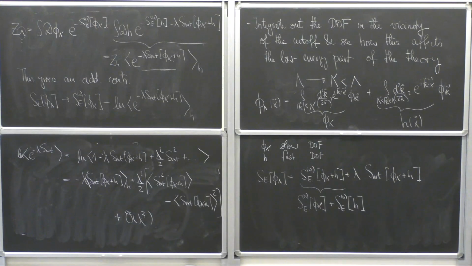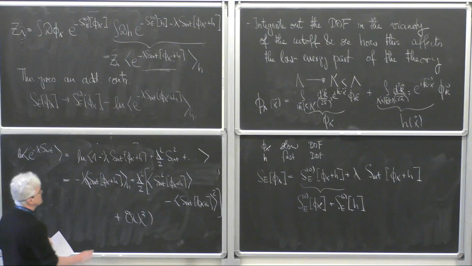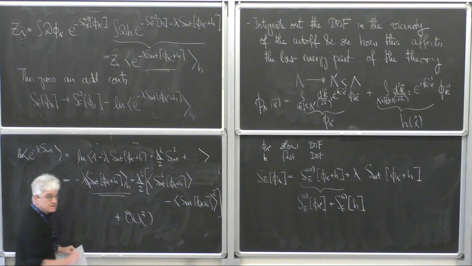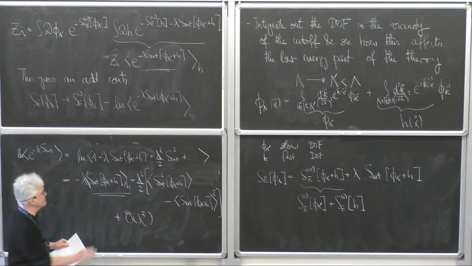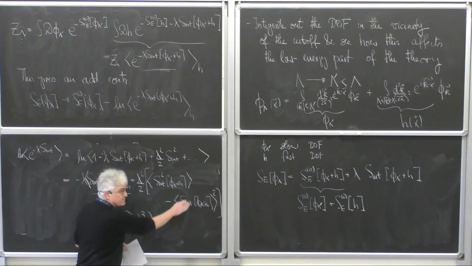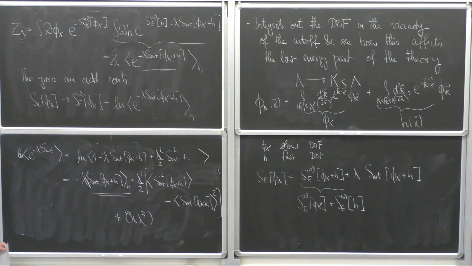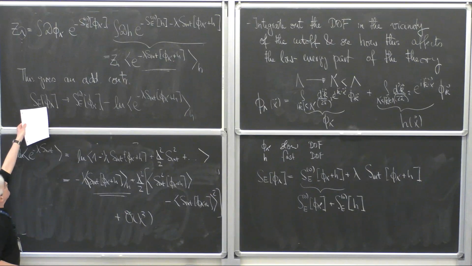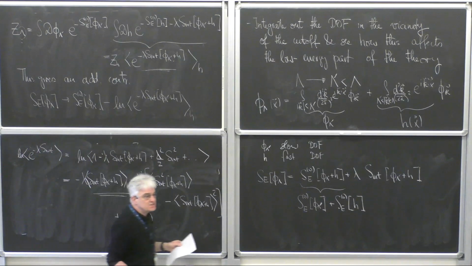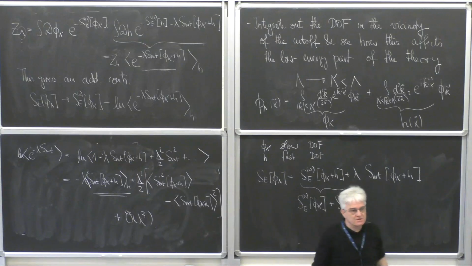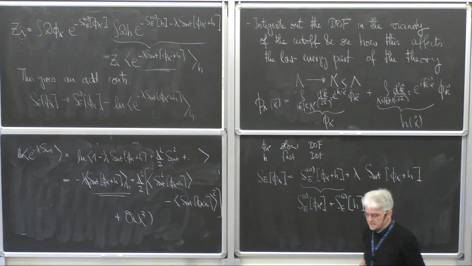And what I'm going to do after the break is I will evaluate the first couple of orders in lambda. I will evaluate this, and I will evaluate this, and this will tell us then how the action changes if we integrate out these fast degrees of freedom. Okay, so let's take the break now.